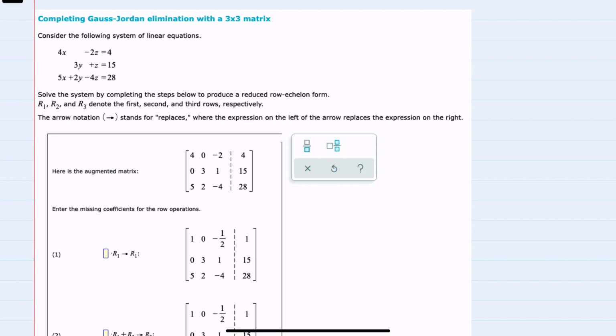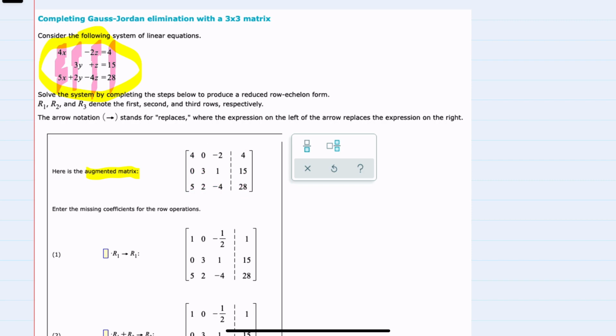In this video, I'll be helping you with the ALEKS problem type called completing Gauss-Jordan elimination with a 3x3 matrix. Here we are given our system of linear equations, 3 variables and 3 equations, and we can see that that's already been translated into our augmented matrix where the coefficients in front of x are in the first column, the coefficients in front of y are in the second column, the coefficients in front of z are in the third column, and the constants are in this fourth column.